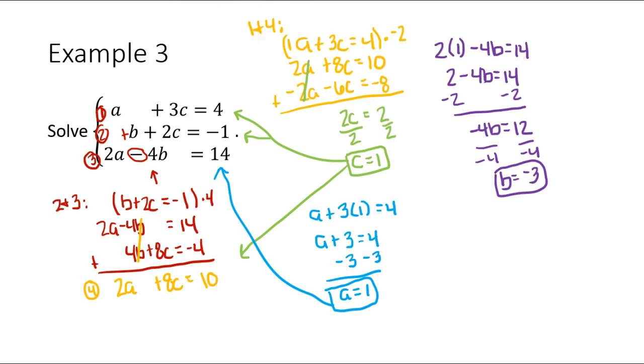When we write our solution, remember we're going to put this in alphabetical order. Our solution will be A, which is 1, B, which is -3, and C, which is also 1. And again, we should check these solutions in the other two equations, in equations 2 and 3, but in the interest of time, I'm not going to do that here. So our solution is +1, -3, and +1.